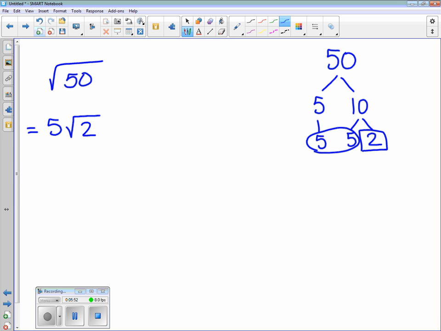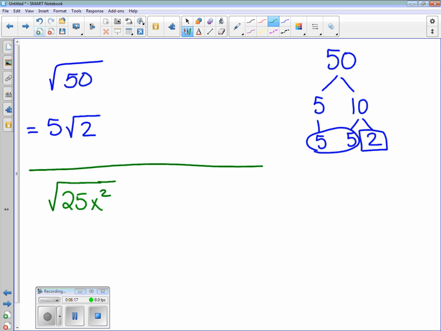Okay? Now, it gets a little harder, as you can imagine. We did this back in pre-algebra probably, right? What happens if I throw some variables in? For example, the square root of 25x squared. How does that change things?